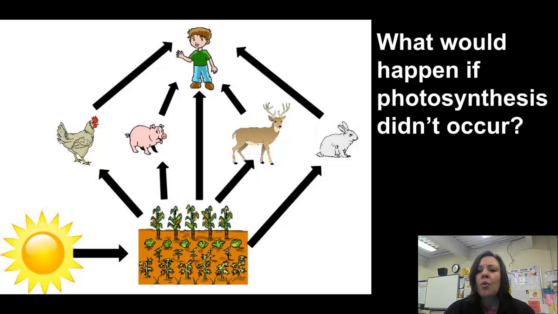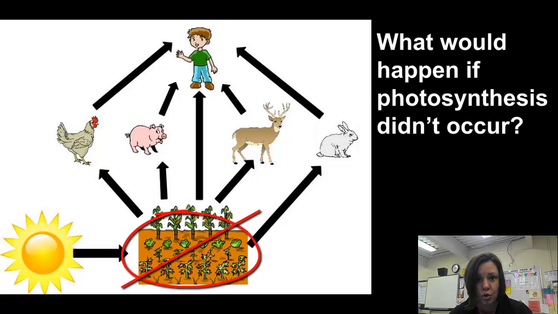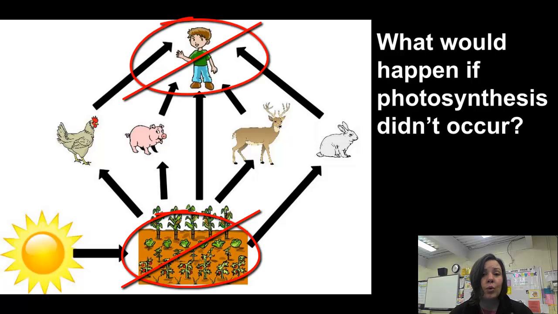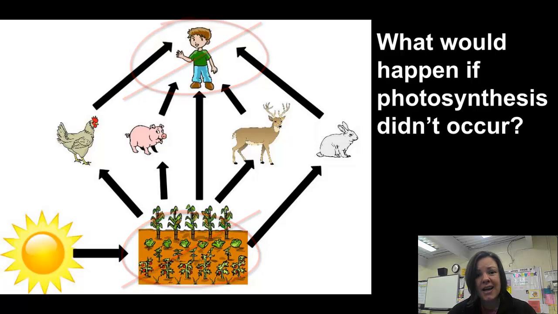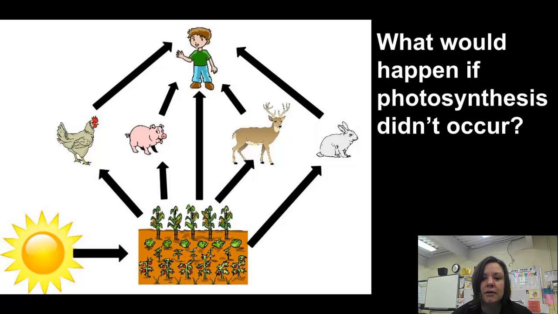So what would happen if photosynthesis didn't occur? Well, if the plants couldn't get their energy from the sun, they wouldn't be able to make sugar, which is nutrients, or stored energy. Then we wouldn't be able to eat the plants to get that energy, and the animals wouldn't be able to either. And so, again, there wouldn't be any animals. So it's really important for us to understand that photosynthesis is extremely important for our survival.